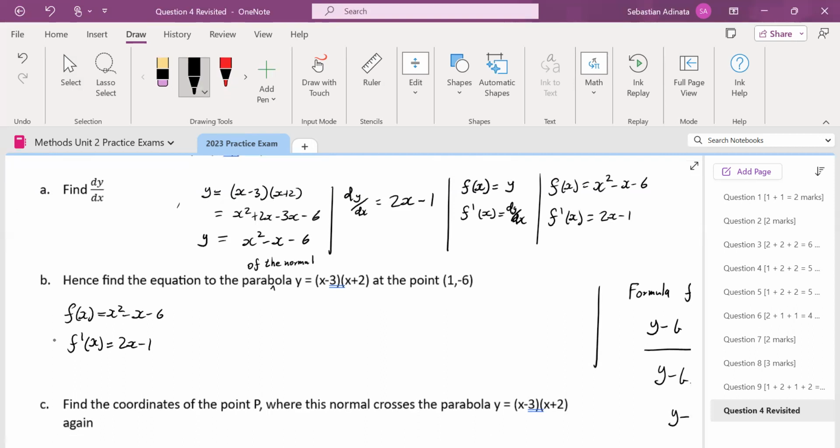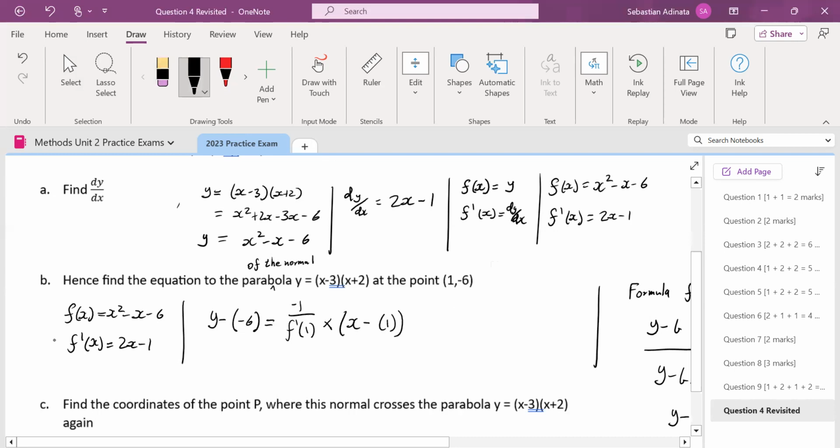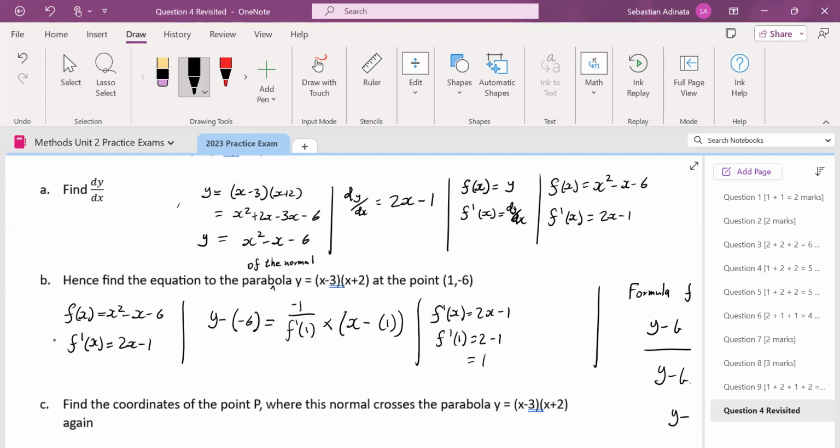So let's get the formula. It would be y minus, in this case, minus 6, equals minus 1 on f dash of 1, negative as well, this is important, times x minus 1. If you aren't given this, so they said at x equals 1, you would get this by subbing in f of 1. But they've given us the coordinate. Now, we know everything here. The only thing we are unsure of is f dash of 1. So if f dash of x is equal to 2x minus 1, f dash of 1 is equal to 2 minus 1 equals 1. Let's sub that in.